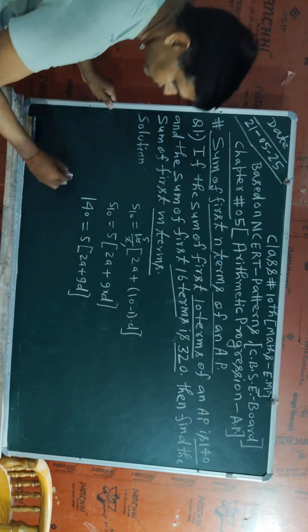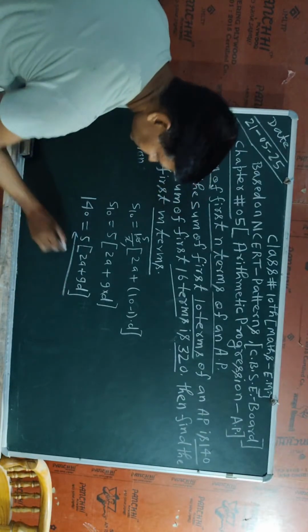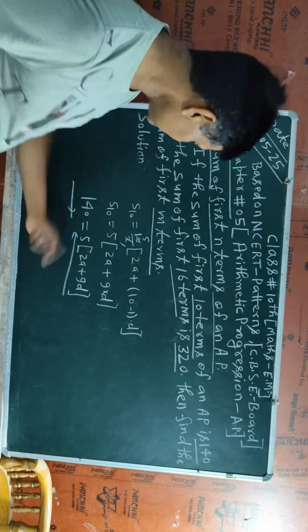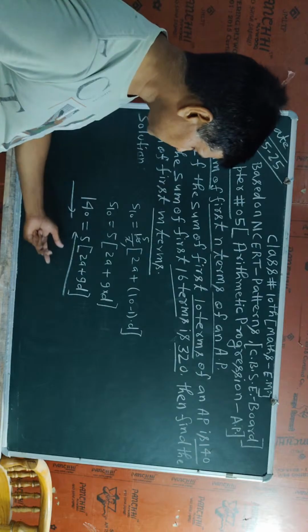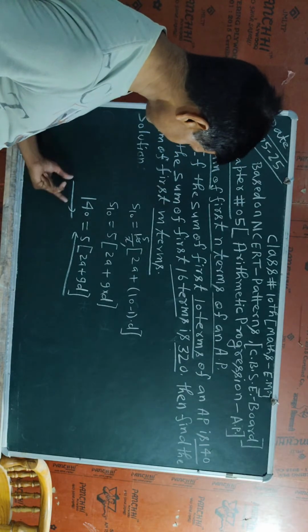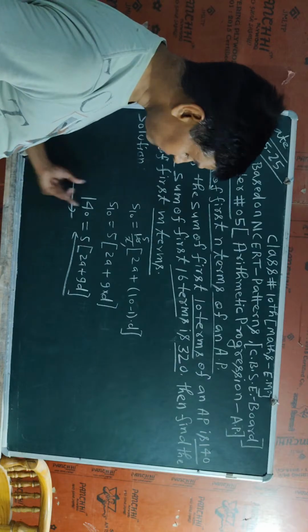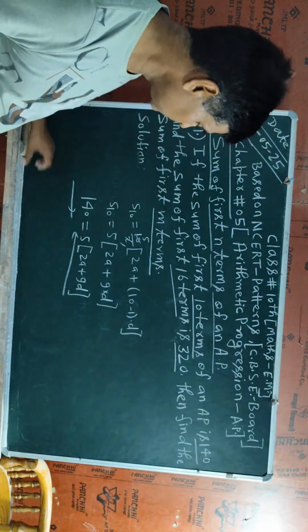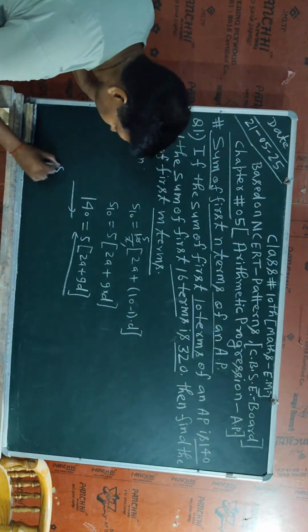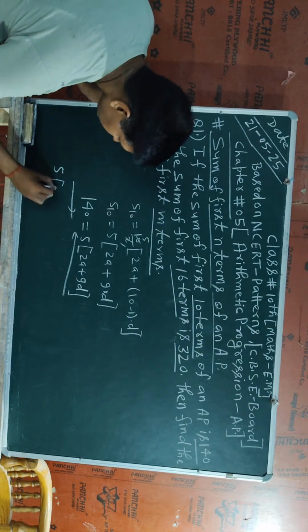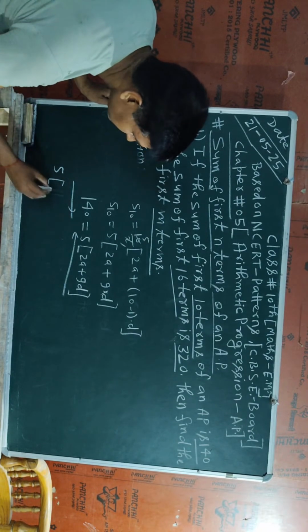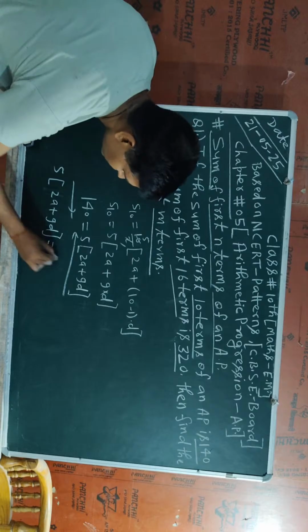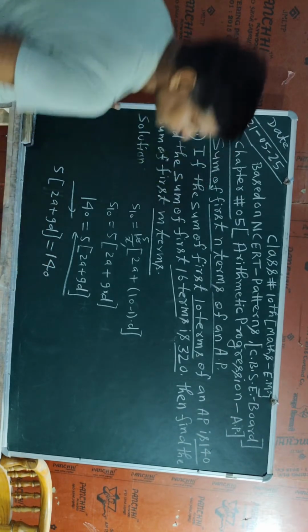Okay, again I will put all terms which are available on the left hand side, and all terms available on the right hand side, and I will make no change in the solution of the question. Okay student, so further I will write this. 5 in the bracket 2a plus 9d is equal to 140. So further I will simplify.